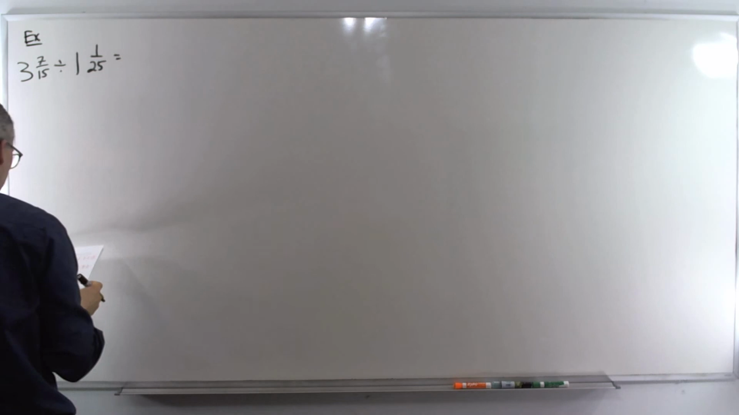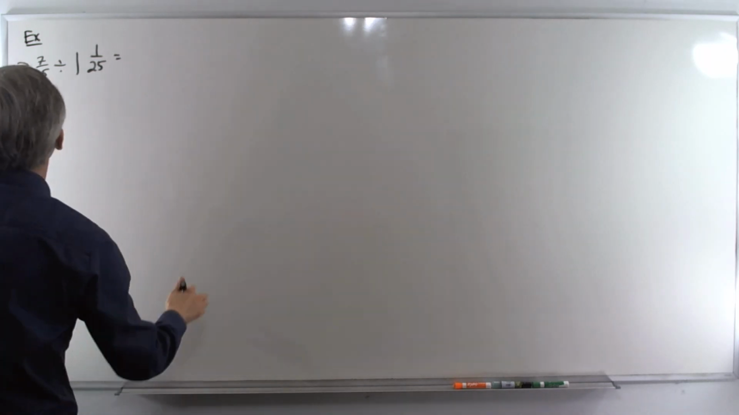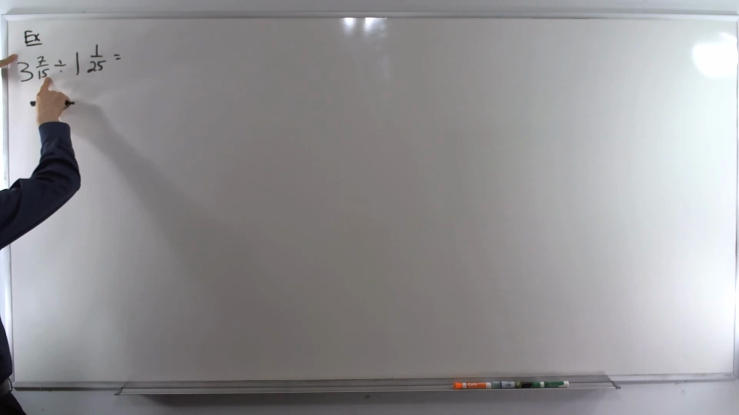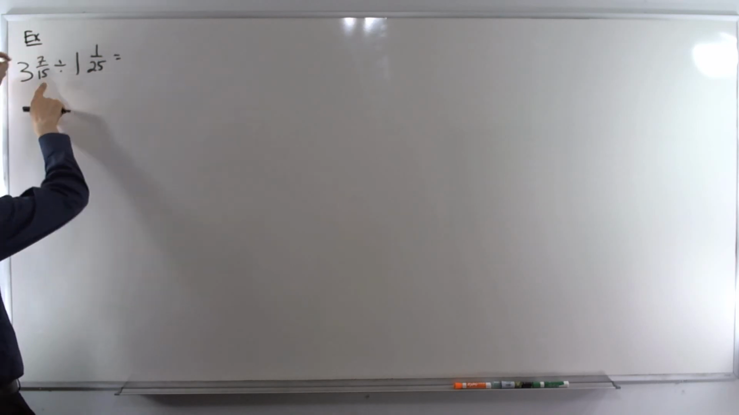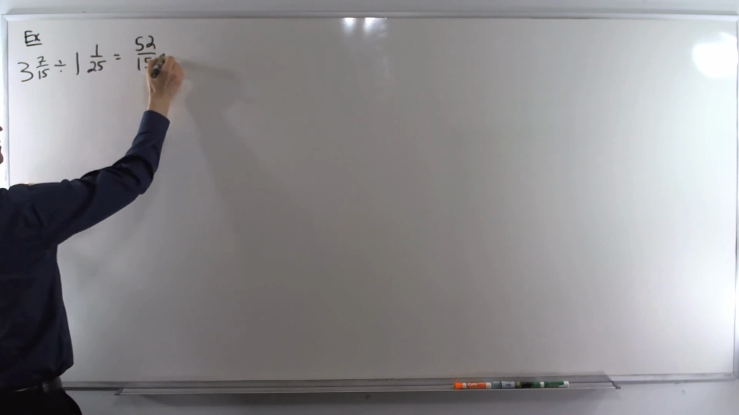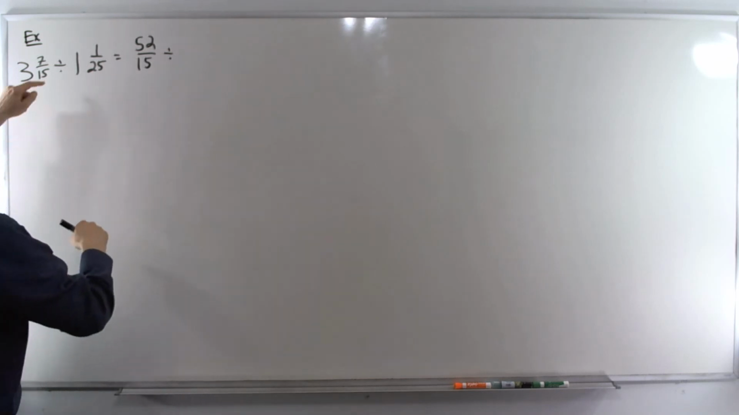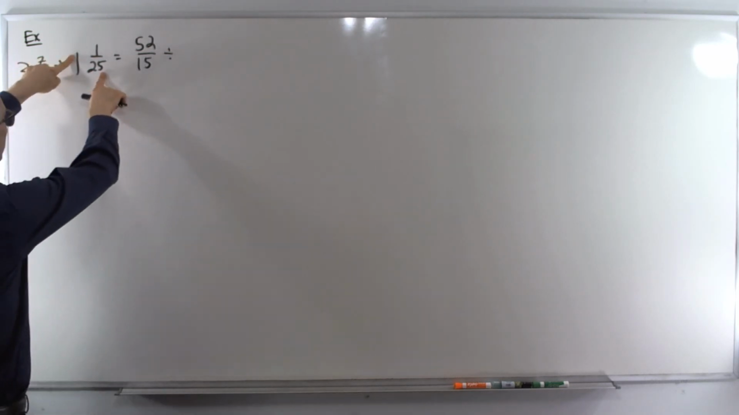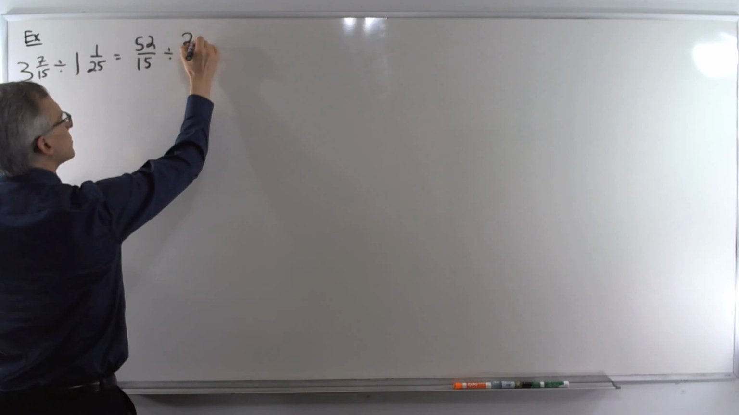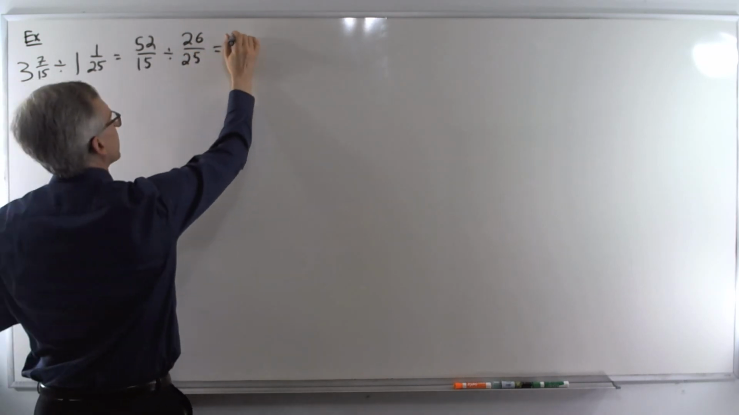Next example, 3 and 7/15 divided by 1 and 1/25. Alright, converting. 3 times 15 is 45, plus 7 is 52. And that is 52/15. And over here we got 1 times 25, plus 1 is 26. So it's 26/25. Now we'll convert to multiplication.